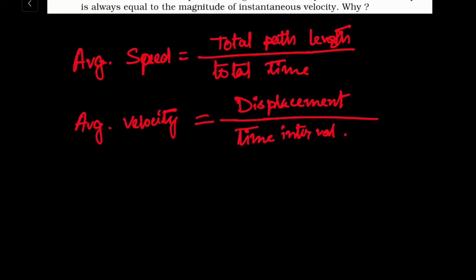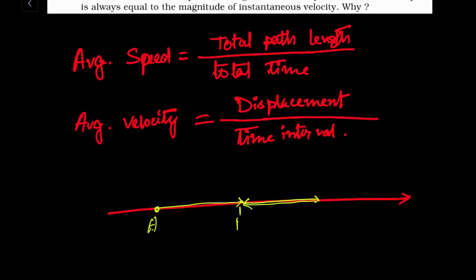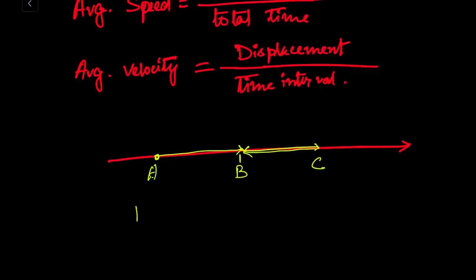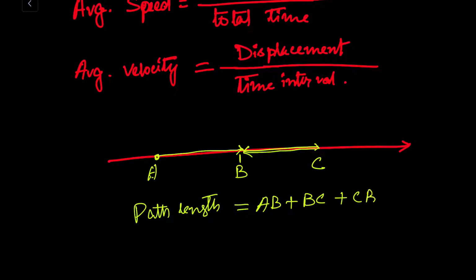So what is the path length? Suppose we have a straight line like this, and an object is moving from here. First suppose it goes to this point, then it again goes to this point, and then it comes back to this point. Suppose this point is B and this point is C. So what will be the path length in this case? The path length will be the total distance traveled. Therefore it will be AB plus BC plus CB. So this is the total path length the object has traveled.